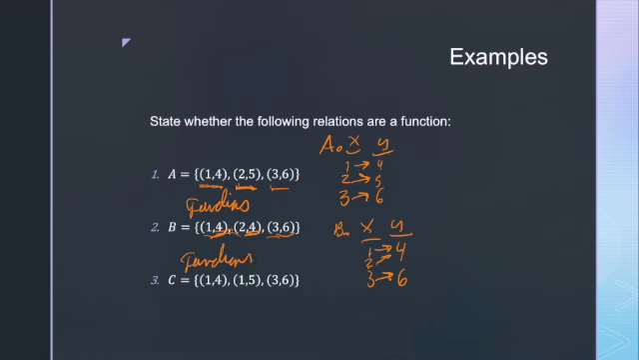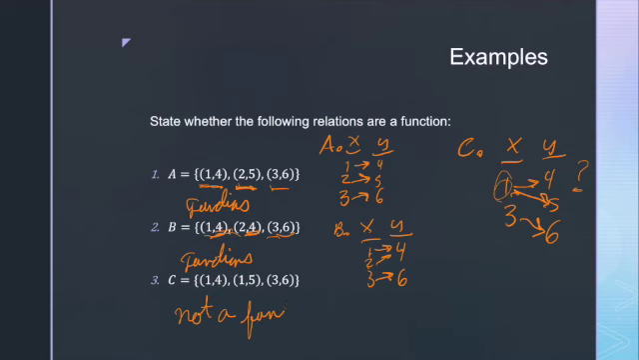So I bet you've already guessed that C is not a function. You are so right. Let's put our x values and our y values, and I will show you why. 1 goes to 4, 1 goes to 5, 3 goes to 6. If I was to push 1 on a vending machine, what would I get out? This 1 doesn't have a distinct y value. It has two y values. So this is not a function.